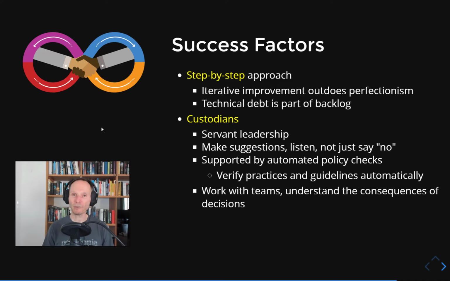And finally, custodians. Those people who have to make sure that those rules that cannot be ignored are followed. They have to change their approach. They are not the top-down management custodians anymore. They have to practice servant leadership. They have to make suggestions. They have to listen to the teams, because these teams, they know their problems, they know their functionality, and they know their architecture. They just don't say no, they listen and try to find solutions together with the teams.